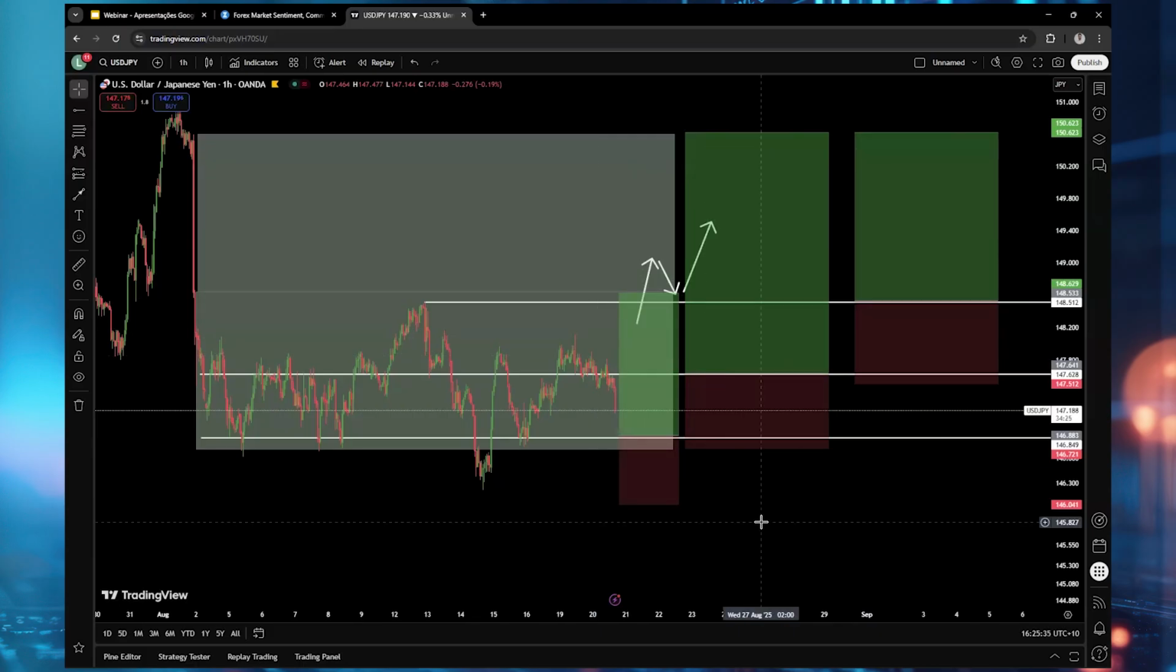So long US dollar against the yen. Does anybody have any questions on that? No questions, no questions. Okay, we can move on then. Okay, we may have a question here. No, okay, that's great. Let's move on.